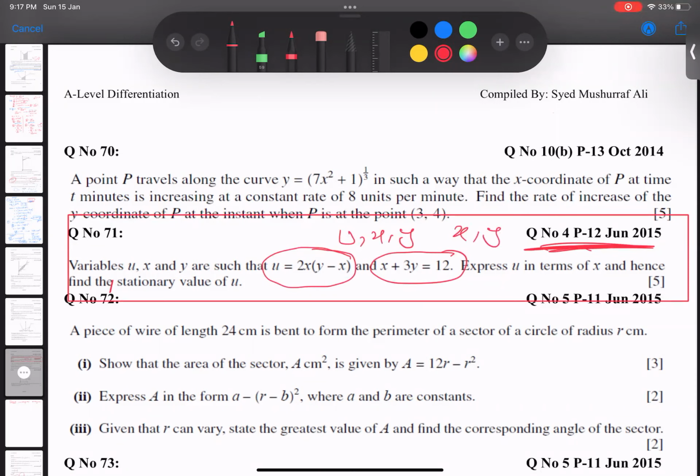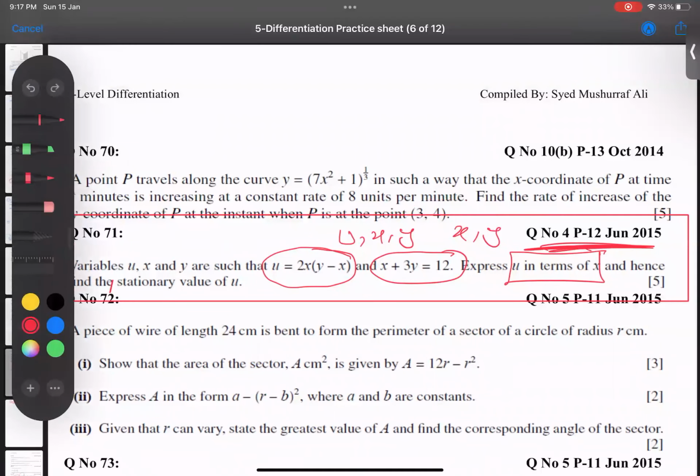But I have to make u in terms of x. It means u is the subject in terms of x. So which variable is not required from both equations? y is not required. What is the plan of action? From here, I will make y the subject and replace that y value here. That is the whole story.